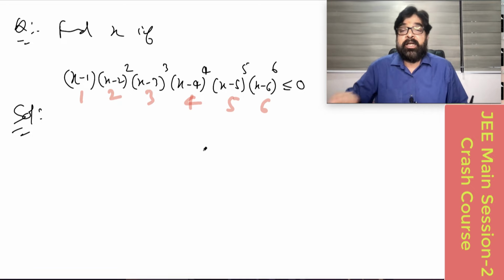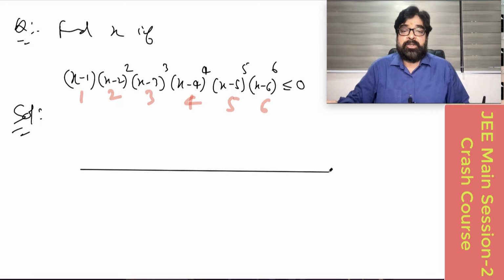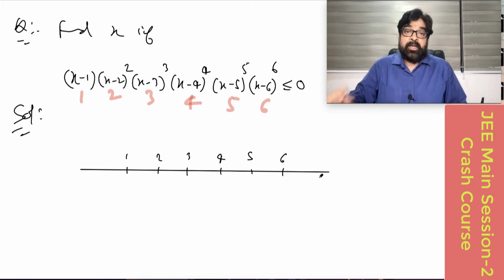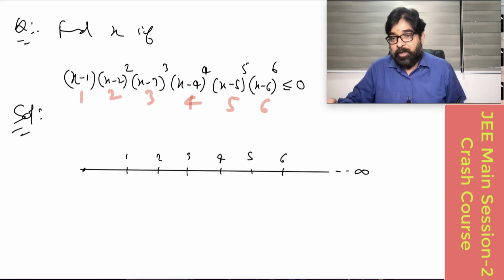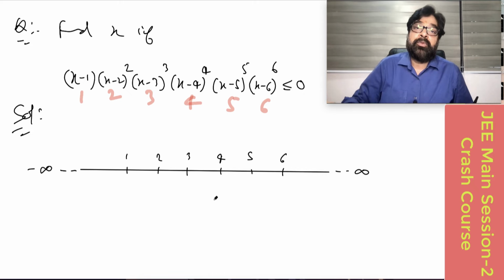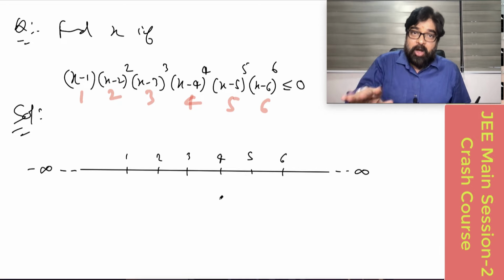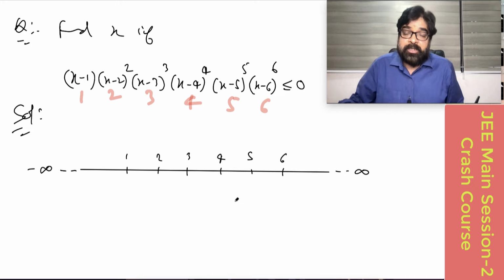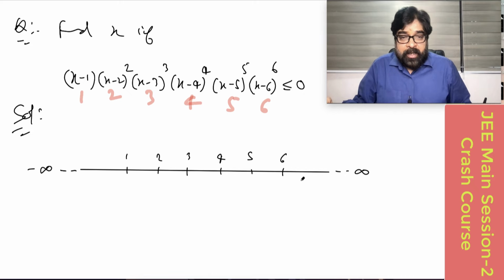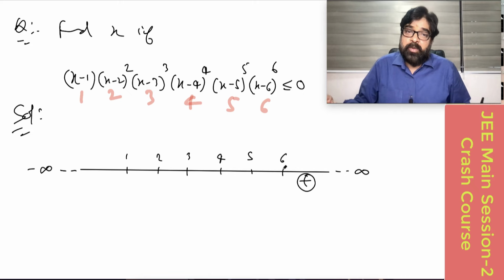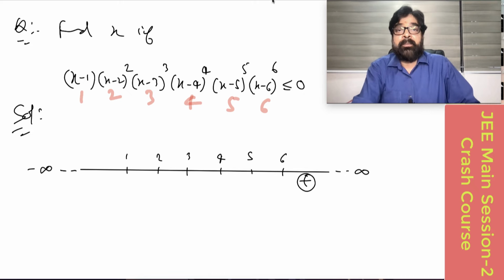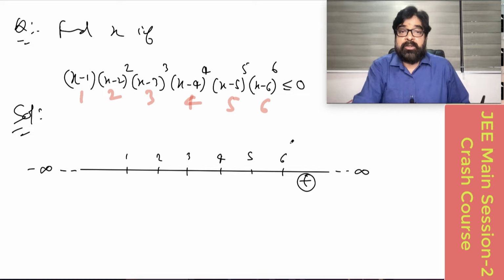Plot the critical points in increasing order on the number line. Let's plot it: 1, 2, 3, 4, 5, 6. Careful. So many questions, we don't have time, so for every question try to understand carefully. Basically, I would suggest pausing the video and trying it first. The rule is the same: after the last critical point the sign is positive and then alternate sign. But before alternating sign, since there are repeated critical points, we'll mark them.